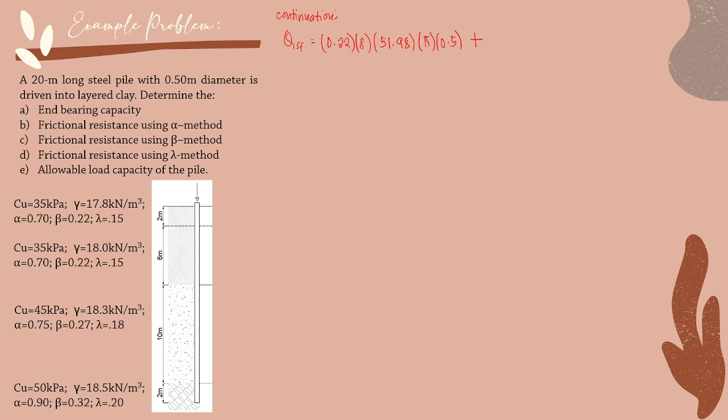Plus, yung sa second layer naman, we have beta as 0.27 times yung length ulit ng pile na 10 meters times effective stress 127.19 times pi times 0.5, plus yung sa last na layer, 0.32 times 2 times 178.33 times pi times 0.5. Yan.